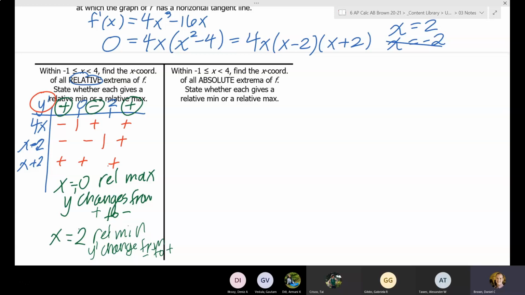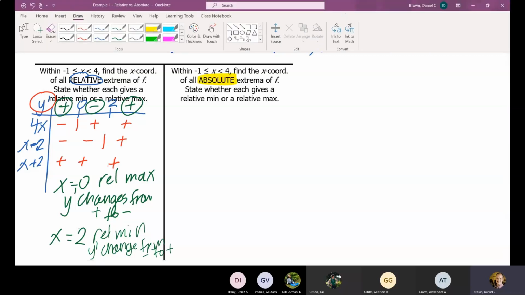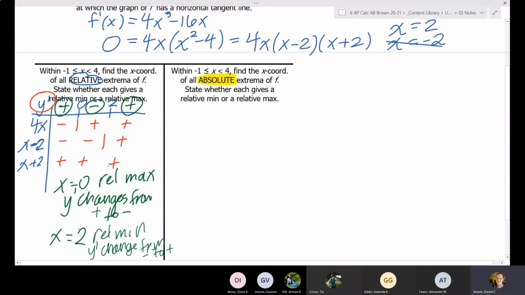Again, I think at this point, most of you are very comfortable with the sign chart, but that's going to be relative extrema. Where we are going to have to do things differently, so here's the new stuff for today, is when we see absolute extrema. The reason we need to do something differently is when I look at that sign chart and I say x equals 0 is a relative max, I just know that there is a high point on the graph at x equals 0. I don't know if that's the highest point, like do the endpoints end up going higher than that value, or do the endpoints stay below that value?